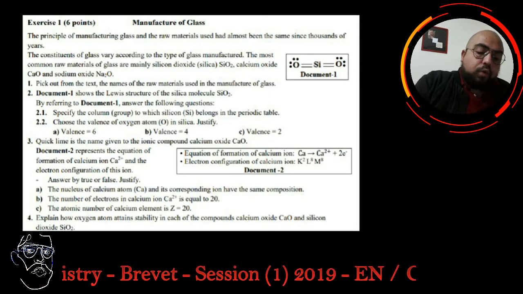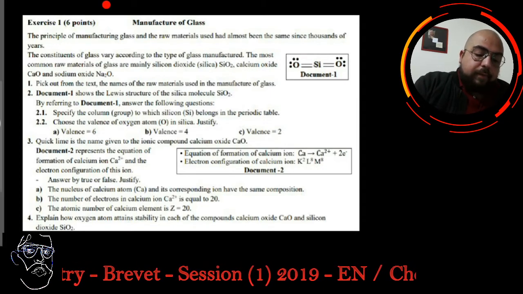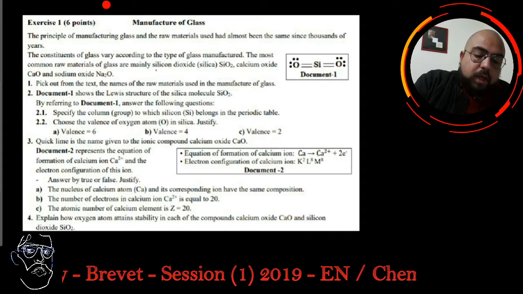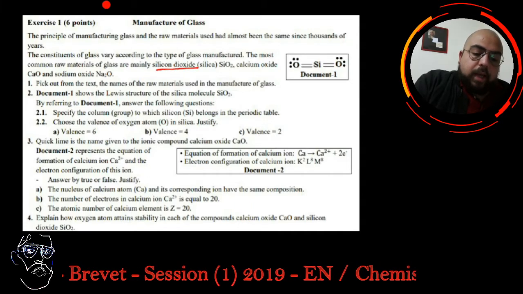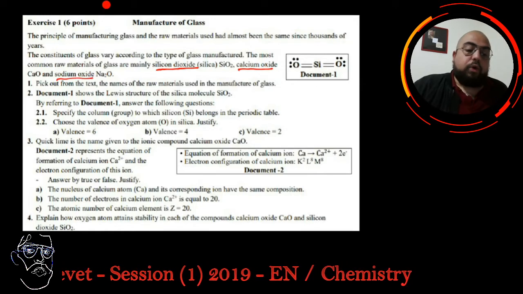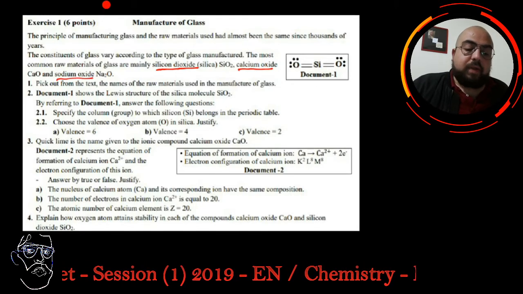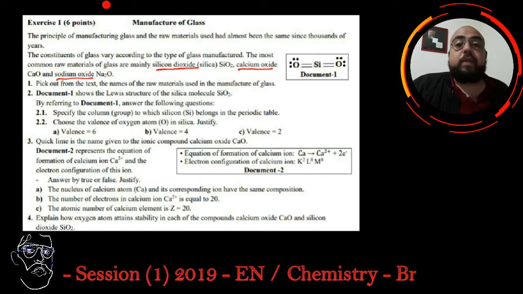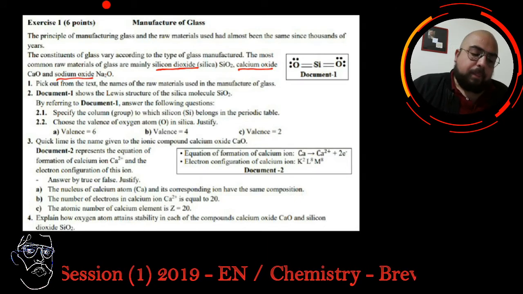You simply have to write down that you have silicon oxide, calcium oxide, and sodium oxide as the raw materials used in the manufacture of glass. You have to write down the names.